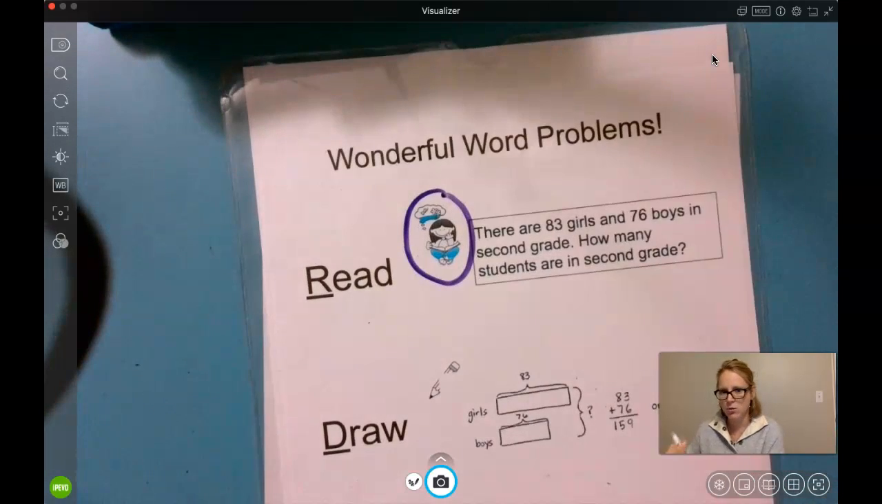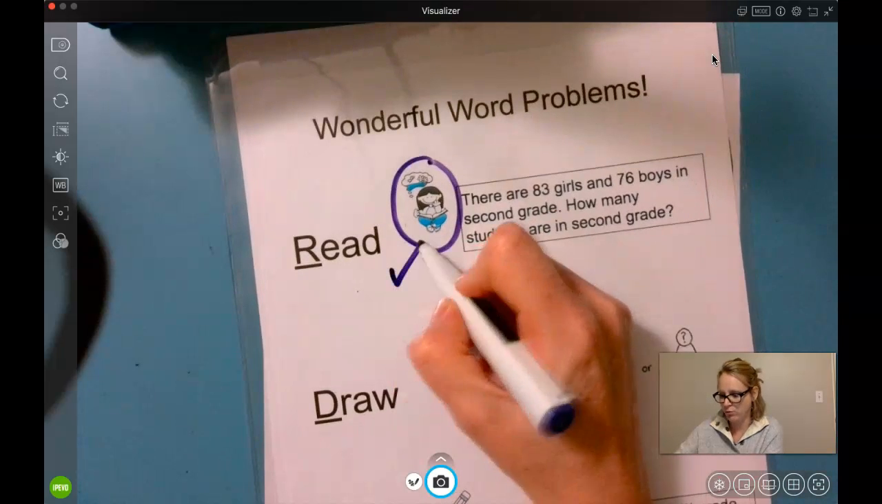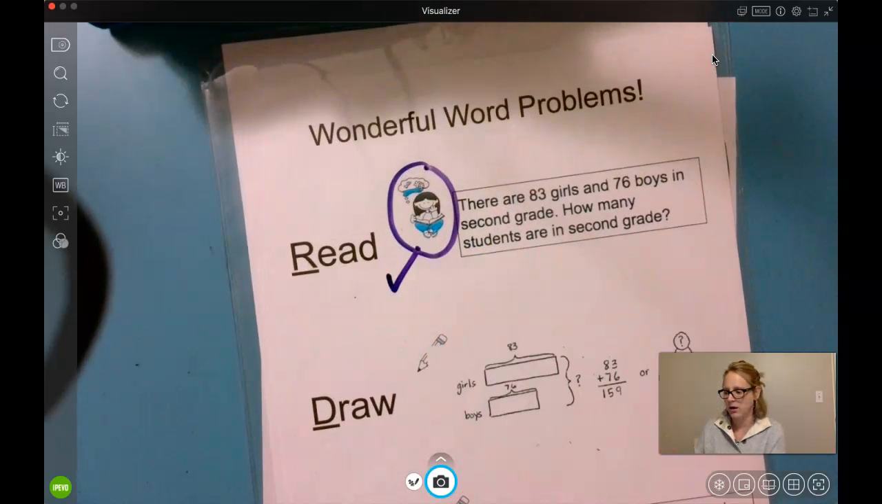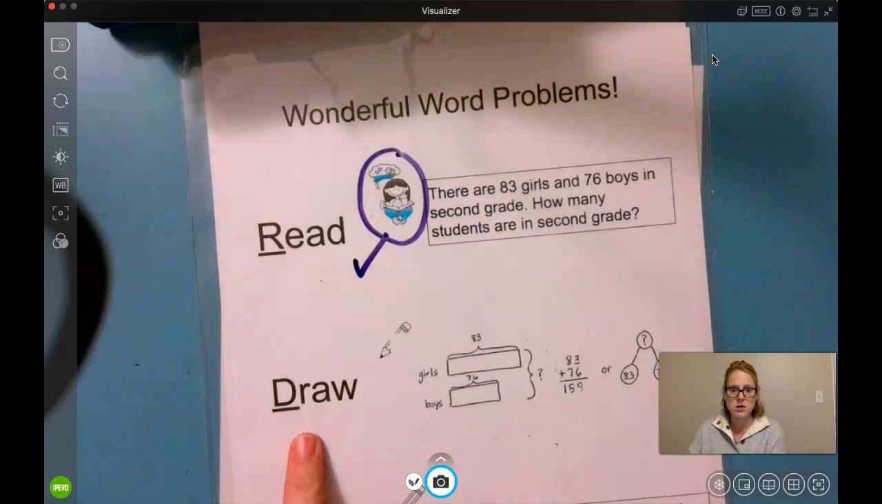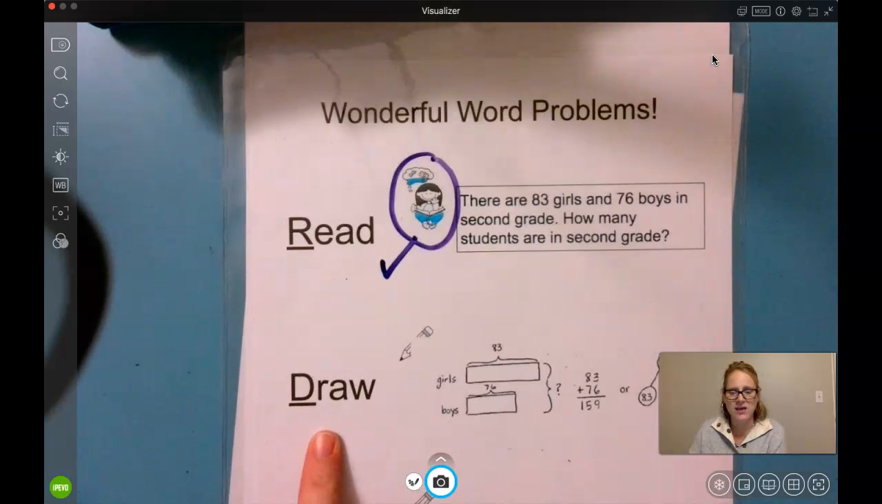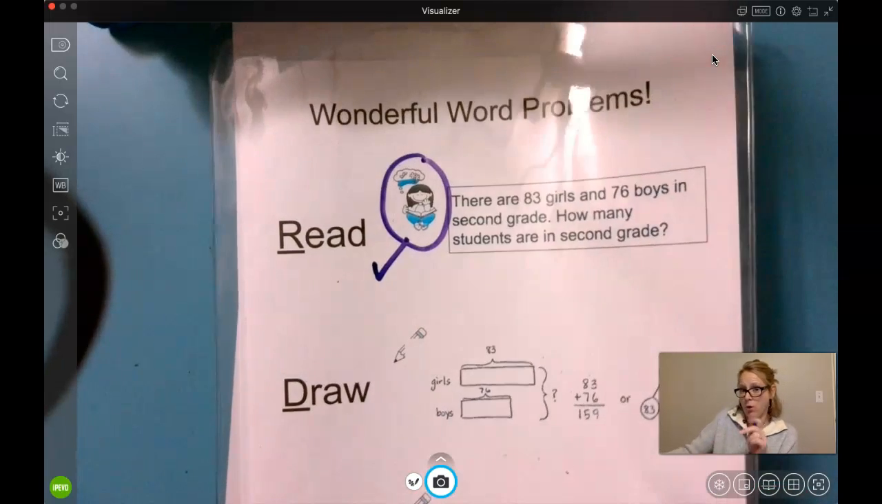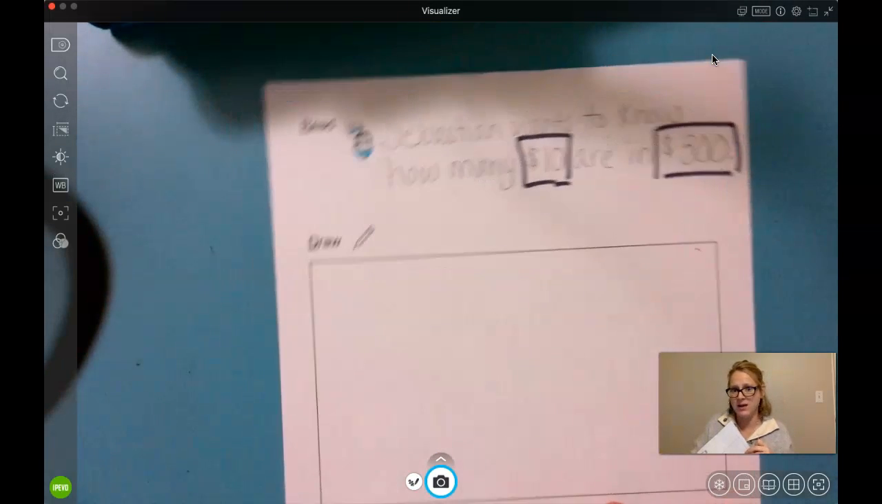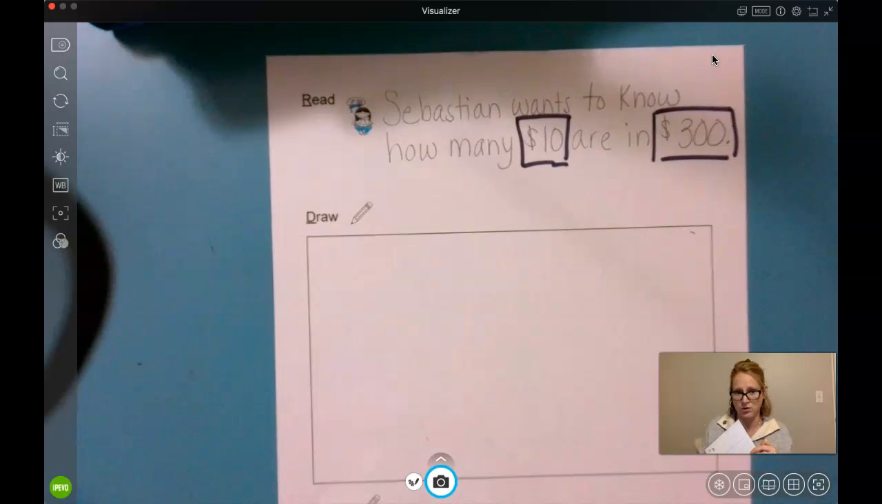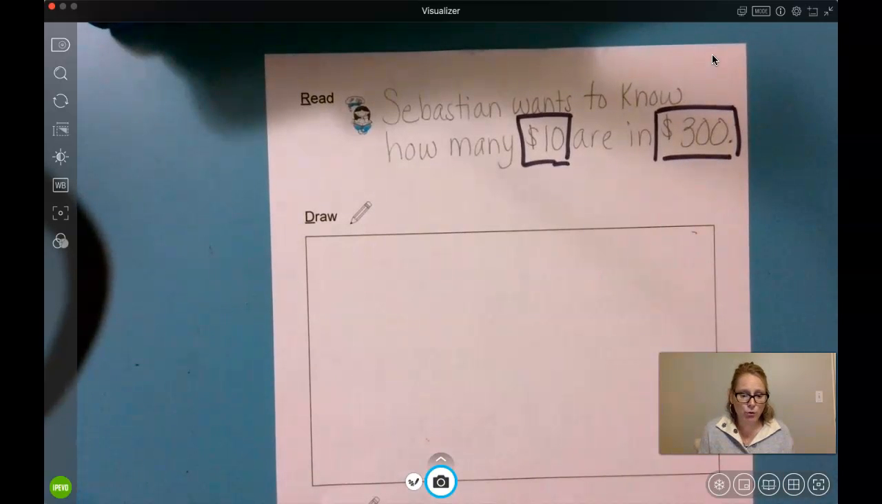Okay, friends, we did a great job reading and getting a picture in our mind. Now it's your turn to draw. You can draw today using any strategy you want. But remember, what you're trying to find out is how many tens he will need to get to 300. I'm going to give you 4 minutes, and then I'm going to check in with you. If you finish before 4 minutes, try another strategy, okay?